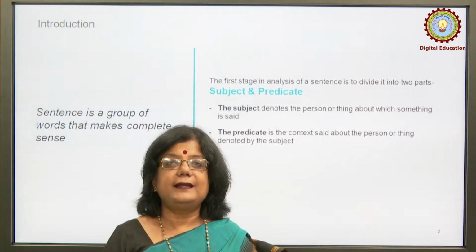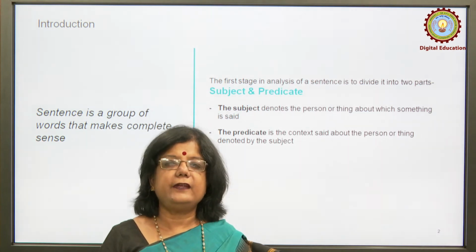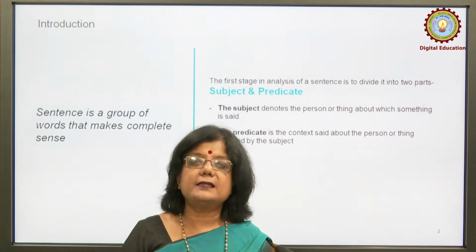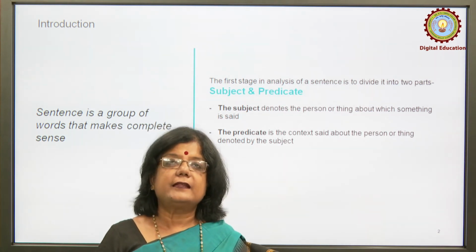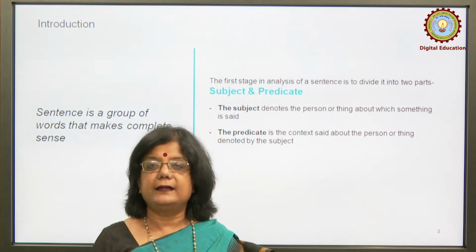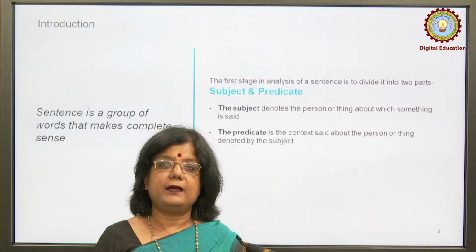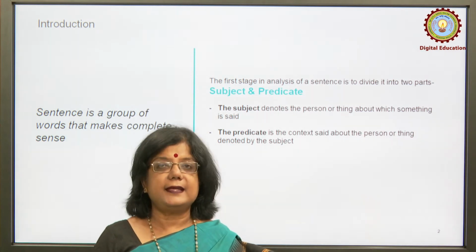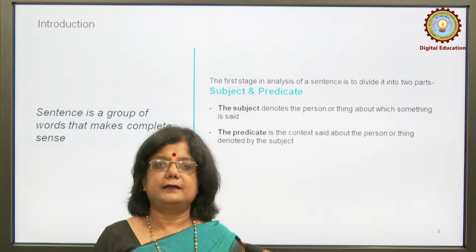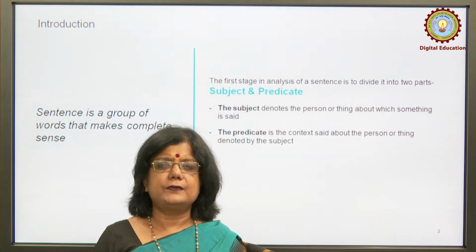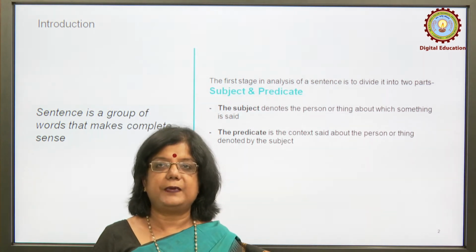Now, let us first of all define sentence in a very, very plain way, because I have seen generally the definition of sentences sometimes become so complicated that students get confused. So, in a very plain simple way, what is a sentence? A sentence is a group of words that makes complete sense. So clear, so simple. A sentence is a group of words that makes complete sense.